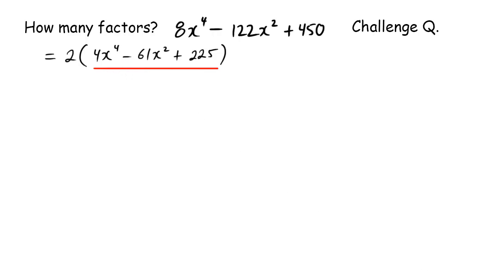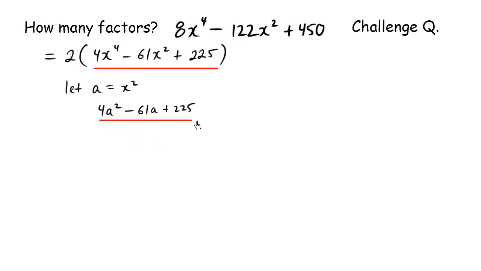So what I'm going to do is focus on this part, and we're going to let a equal x squared. So this red part here is the same thing as 4a squared minus 61a plus 225. And I want to factor this red part here. So we know the a value is not 1. Let's not call it a anymore. Maybe I shouldn't have chosen a, but that's okay.